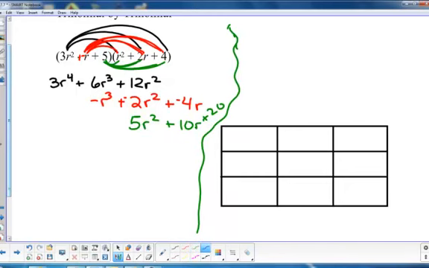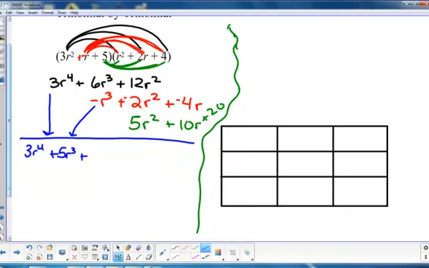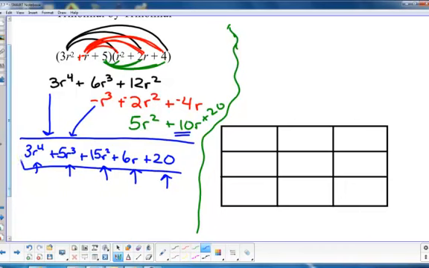All right, so when we put all of our like terms together, I get 3r to the 4th plus 5r cubed plus 12 minus 2 plus 5 is 15r squared plus negative 4r and 10r is 6r plus that 20. You see how my letters are just so lovely going down by 1? It's exactly what you want it to look like.